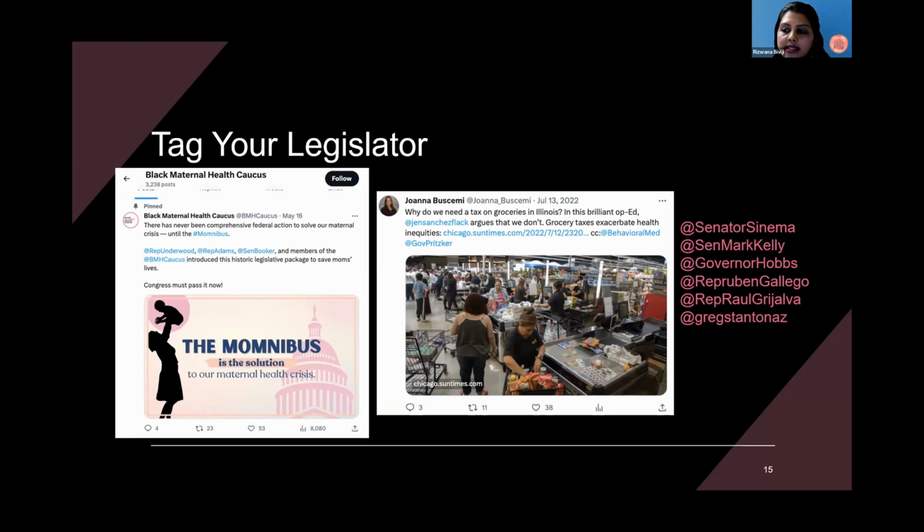To the right, you'll see an example from a fellow academician who again has posted an op-ed which argues that we don't need grocery taxes that go on to exacerbate health inequities. Again, a concise text. She has also linked the Chicago Sun-Times article that is covering the op-ed, talking about this piece, providing data. And she's tagged the legislator, that is Governor Pritzker from Illinois. There is an image as well, which makes it more attractive when you look at it.